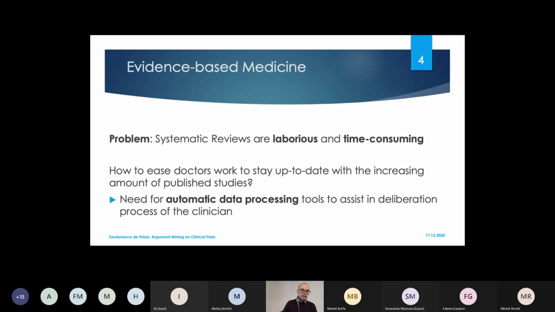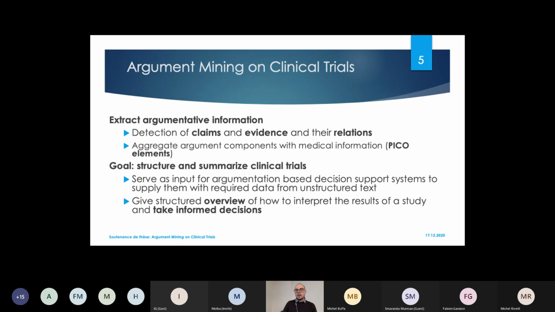So, and there is the need for automatic data processing to assist in this case. And this is actually where the work of my thesis is settled. So the proposal was to develop an argument mining pipeline for this use case. And argument mining means that we extract the argumentative information from unstructured natural language text, which means that we want to deliver explanations for why questions. So in the case of medical decision making, this means why should I give a certain treatment?